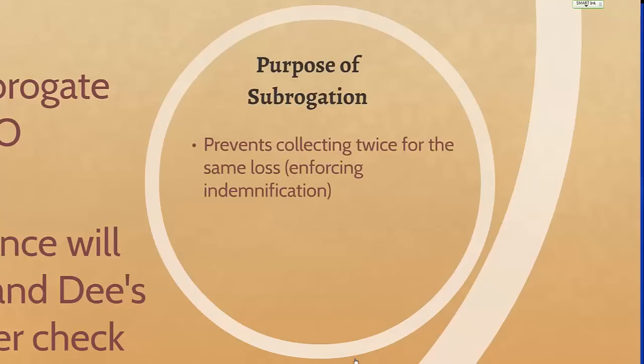It prevents collecting twice for the same loss. Even though Dee is actually eligible for both types of insurance, first as a policyholder under her property insurance and then as a claimant under her neighbor's liability insurance, it wouldn't be appropriate for an insured to be able to collect twice for the same loss. This would be over-indemnification and would be a significant moral hazard problem. Second, it holds the guilty party, the person who is liable or negligent and causes the loss, ultimately responsible for the damages.